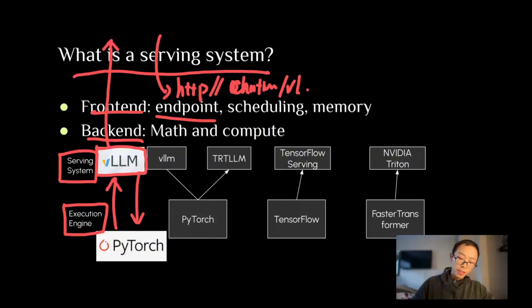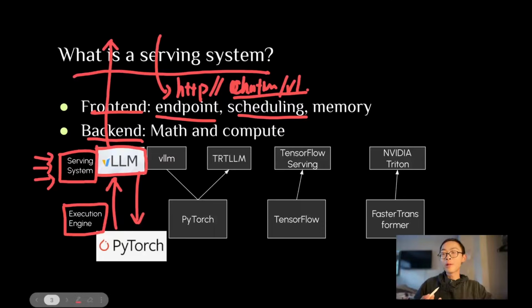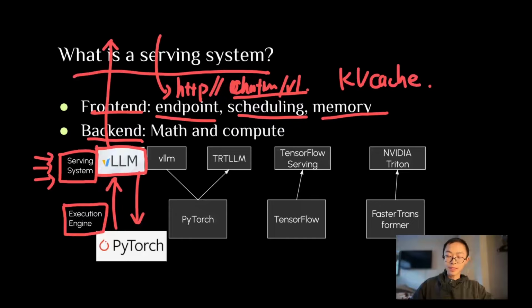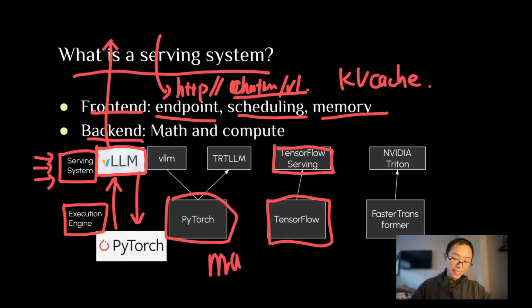What does the front end do? Not only does it expose this endpoint, but it also does scheduling. What if multiple users submit their requests at the same time? Which one should you pick first, and how to group different requests into one batch to facilitate execution? Also the memory, which is the KV cache. This is very important, and therefore TensorFlow Serving and PyTorch Serving are one abstraction on top of the engine that computes the actual mathematics.